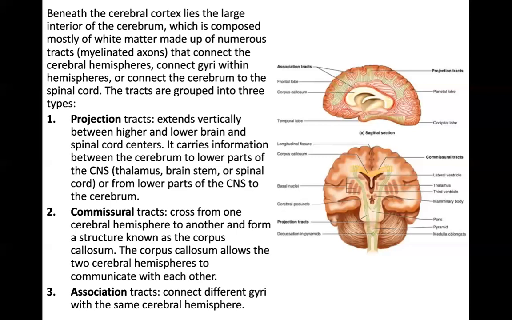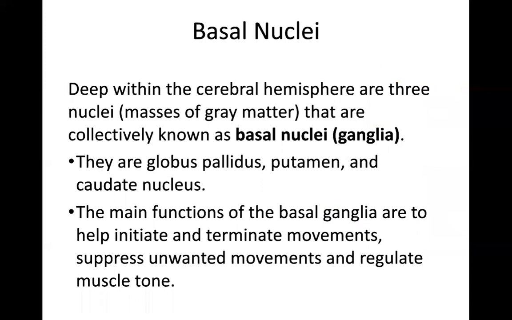Association tracts connect different gyri within the same cerebral hemisphere. In other words, they allow signals to go from the front of the cerebrum to the back of the cerebrum, or vice versa. And those are the ones that are shown up here in red in our picture. So that was white matter. We have gray matter again to discuss.